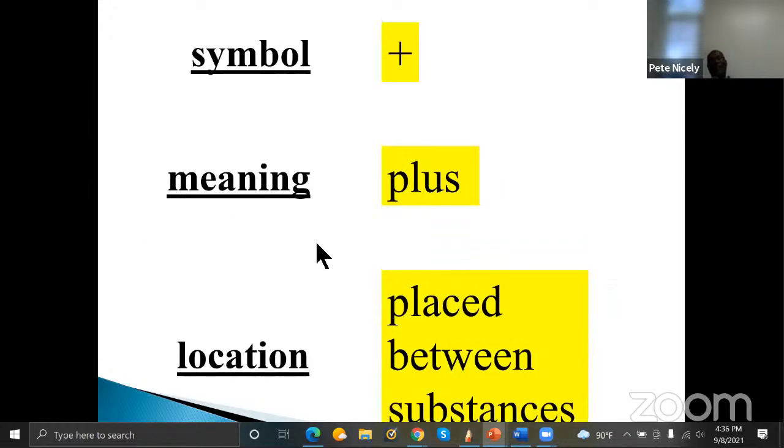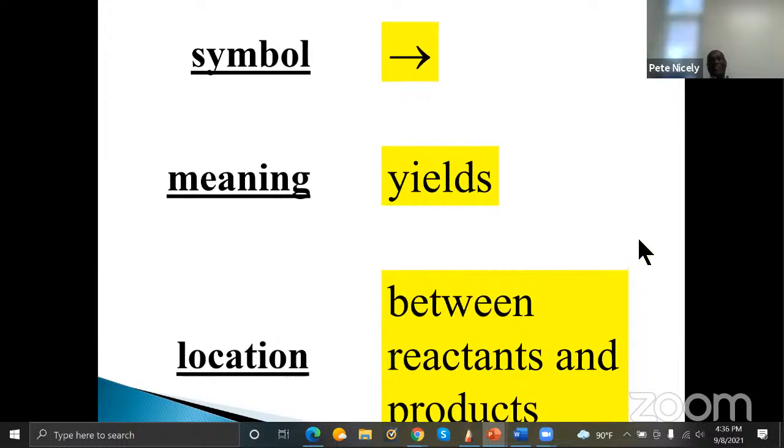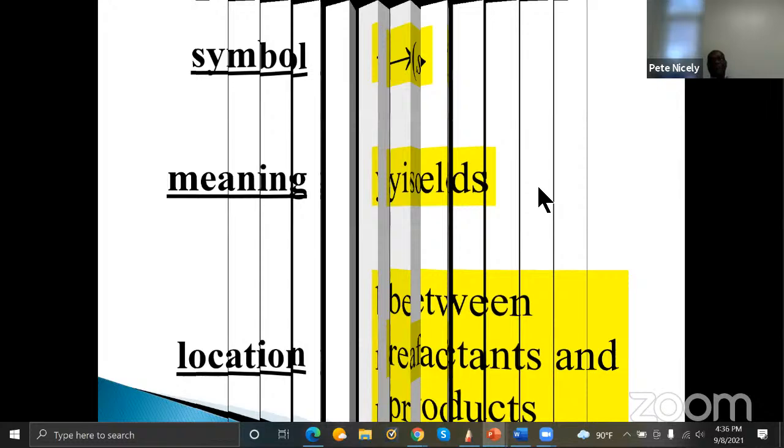Okay, so some other symbols that are used in chemical equations. The plus sign is placed between the substances on either side of the equation. The arrow indicates the direction of the reaction, and it goes typically from the reactants to the products.